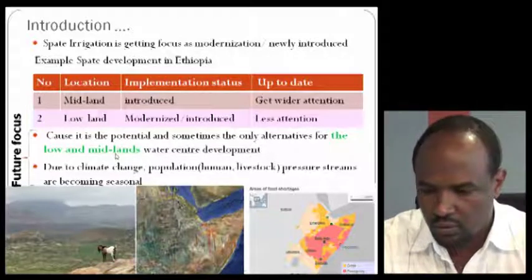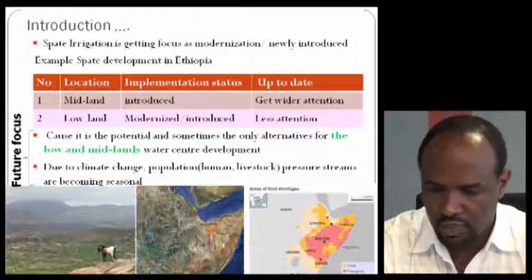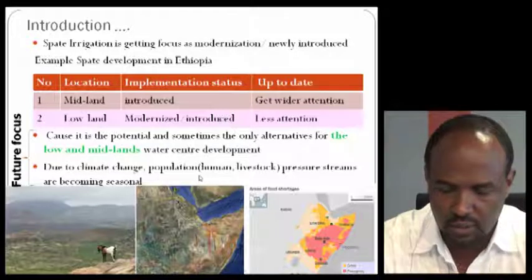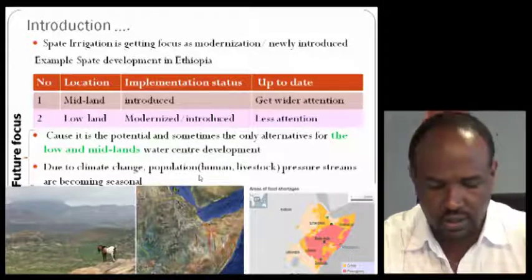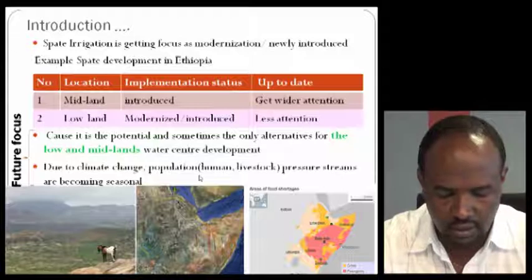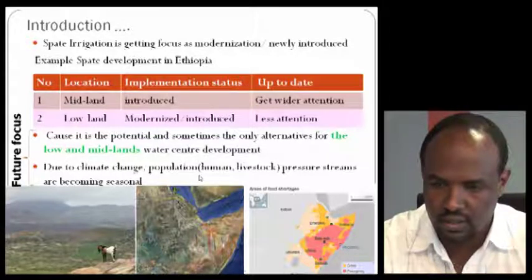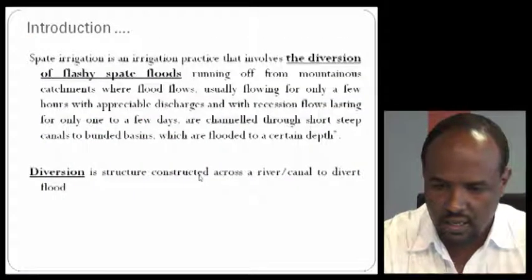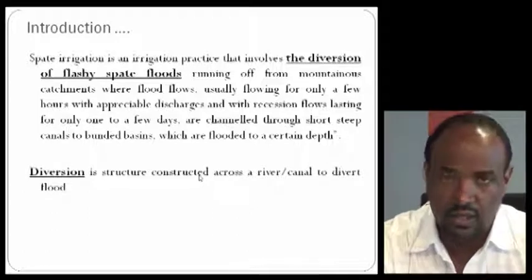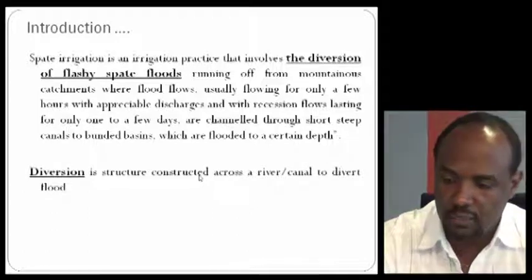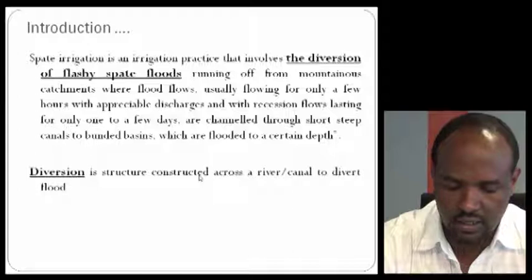It also has a future focus due to climate change, population pressure, and the increase in seasonality of the streams. Due to this, the focus on spate is increasing from time to time. As it is defined, it is the science of diverting flood, this disaster flood, for beneficial applications.